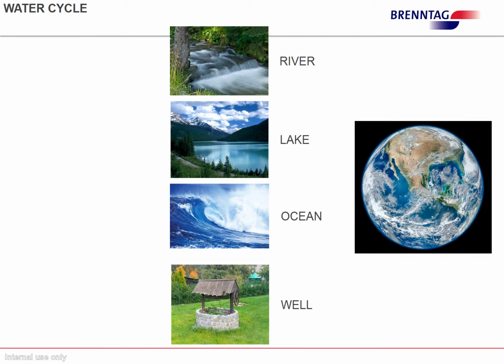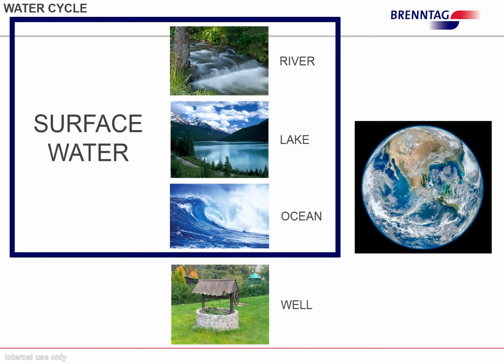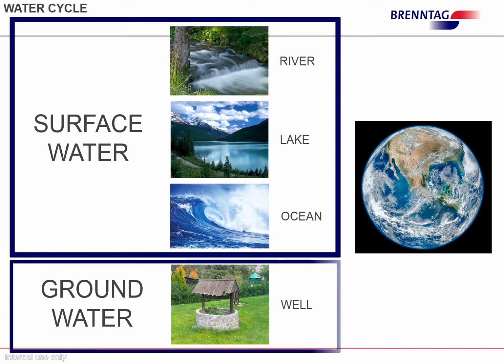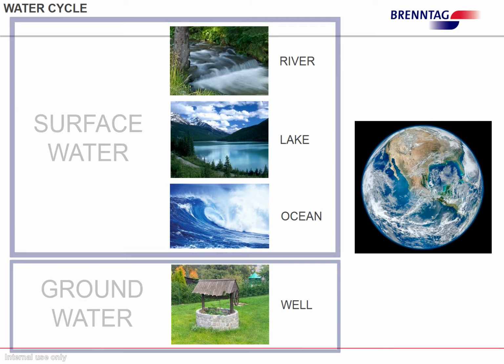If we look at the water that we have available to us, it comes in four forms: rivers, lakes, oceans, and wells. Rivers, lakes, and oceans are known as surface water. They are on top of the earth and easily gotten to. Well water is known as groundwater. It is below the earth's surface. Each of these has an opportunity and has challenges that brings to the water market.